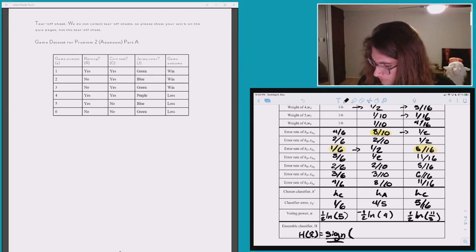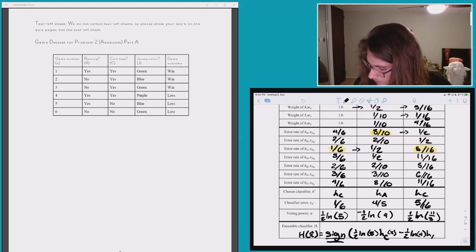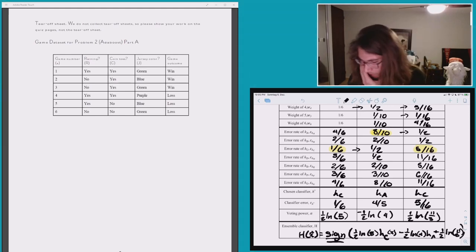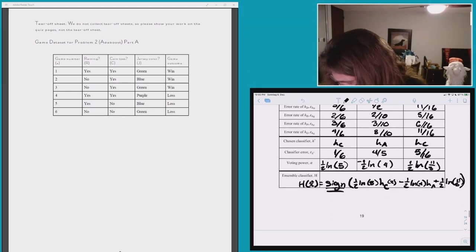So this is 1/2 natural log of 5 hc of x, minus negative voting power 1/2 natural log of 4 ha, then plus 1/2 natural log of 11/5. Whoops, I ran out of space and I panicked.